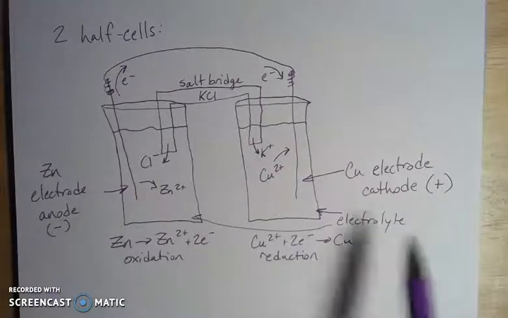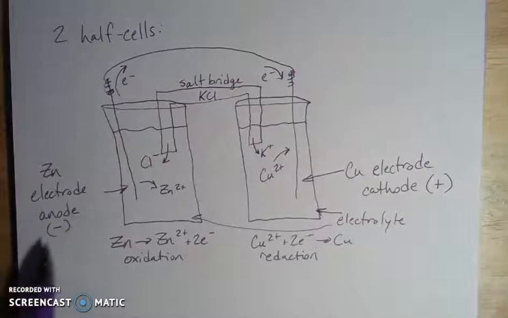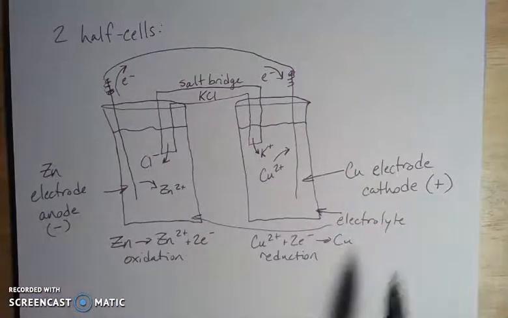So again, this is just by convention. We're not saying that they really have these charges per se, but if you were thinking about the leads on a battery or leads on a voltmeter, and one side has to be positive, one side has to be negative, this is just the convention that we use. The one undergoing oxidation is the negative. The one undergoing reduction is the positive.